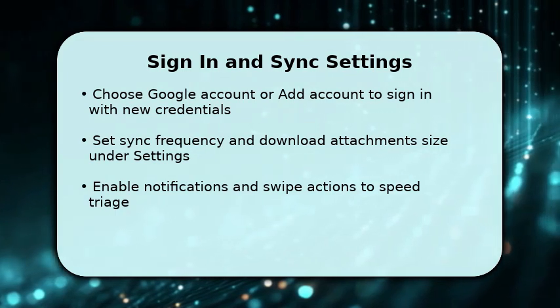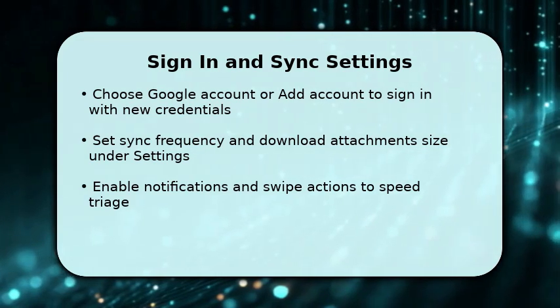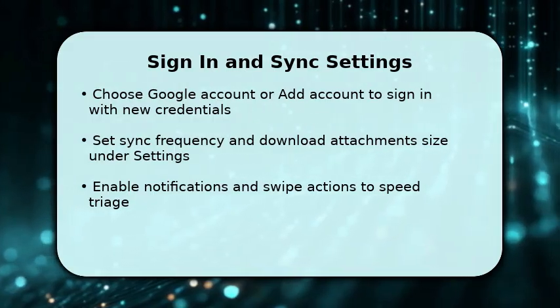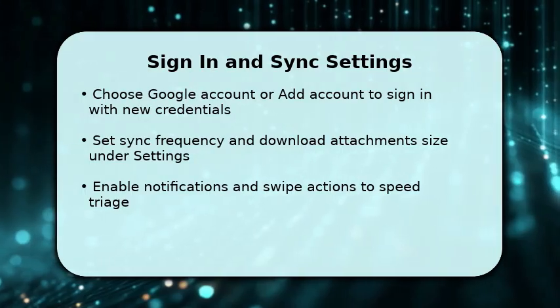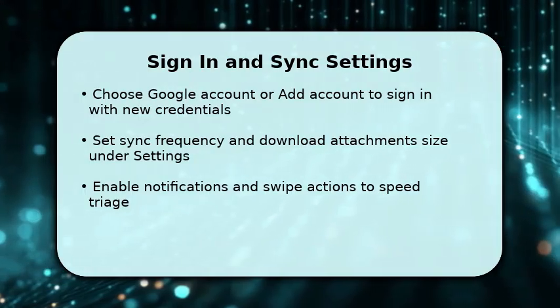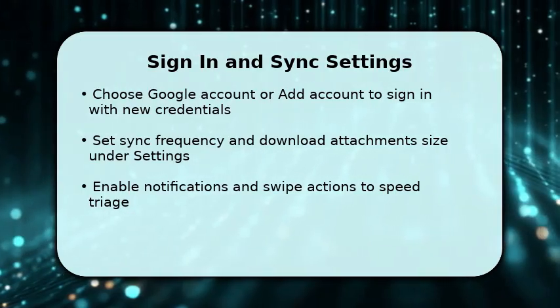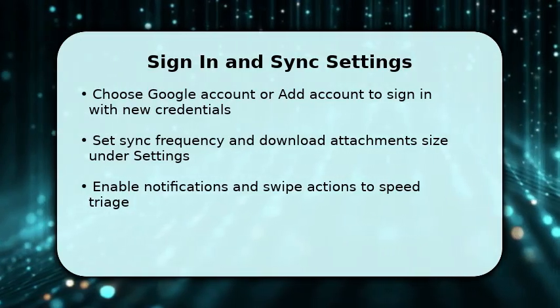If not, open Settings Accounts and select your Google account to enable sync. You should adjust sync frequency and attachment download limits so large files don't hog data. Next, go to Gmail settings to toggle notifications, conversation view, and swipe actions. These reduce clutter and speed through messages.